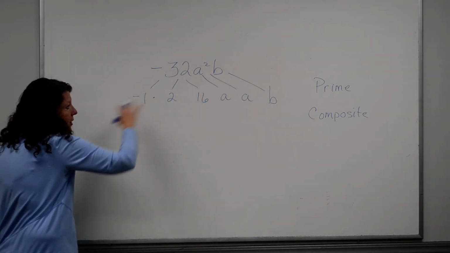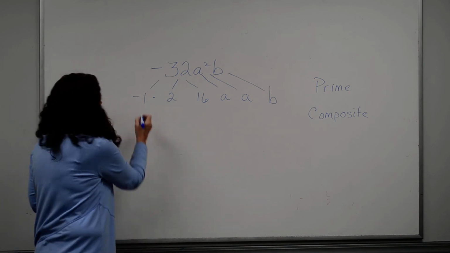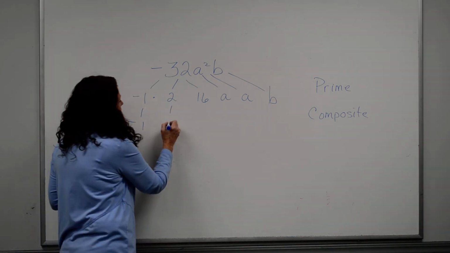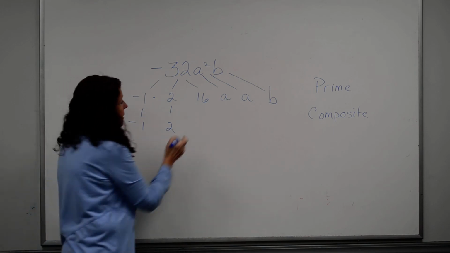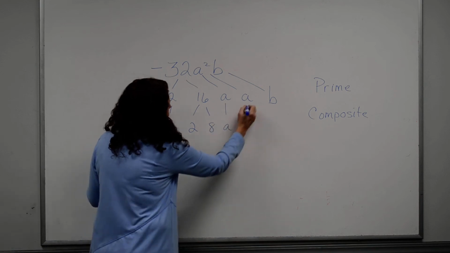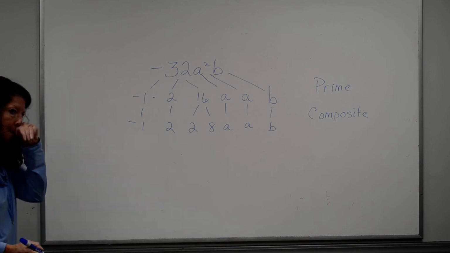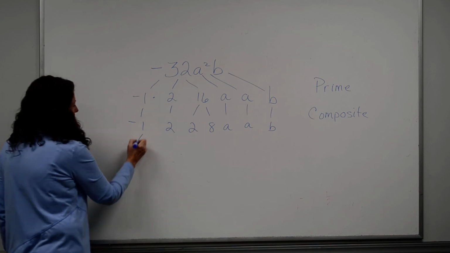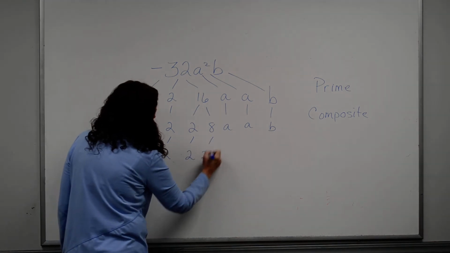Now are all those numbers prime? No, so I've got to keep going until all those numbers are prime. So I have -1, 2. What can I multiply together to get 16? 2 and 8. Keep bringing everything else down. Now what? 2 and 4. There you go. Everything else still has to come down.